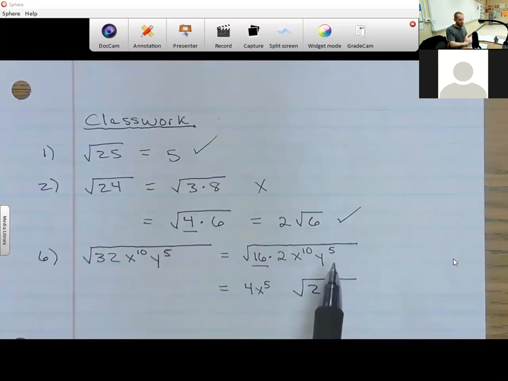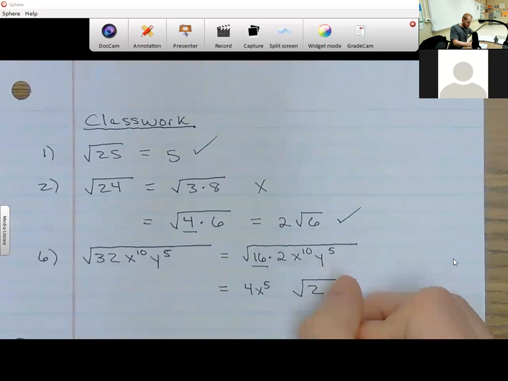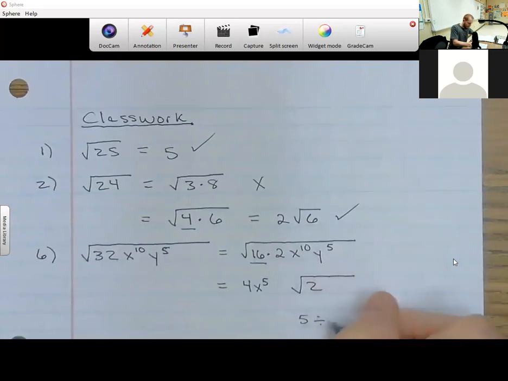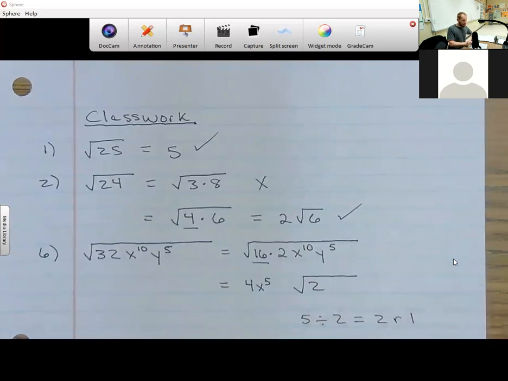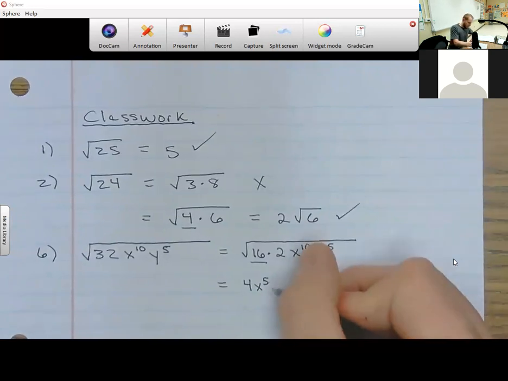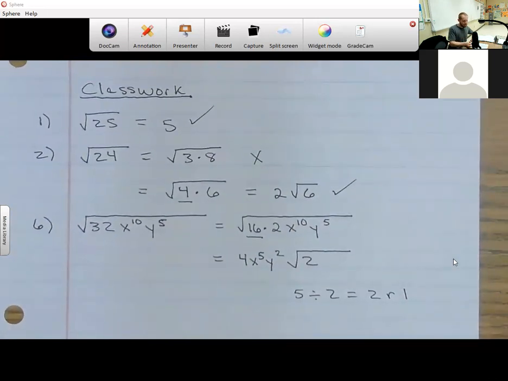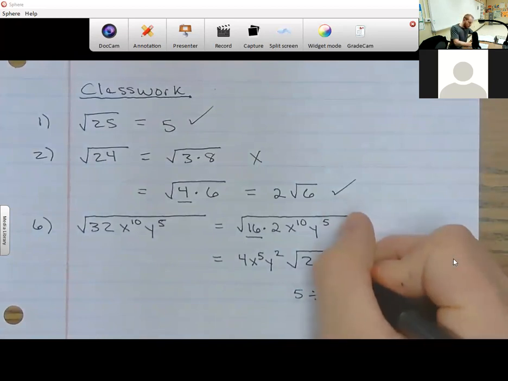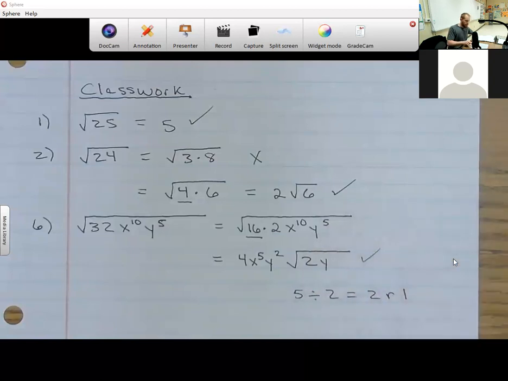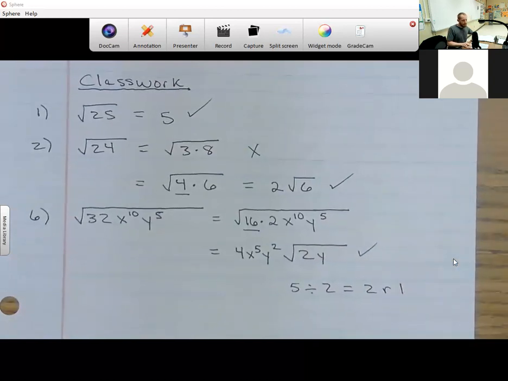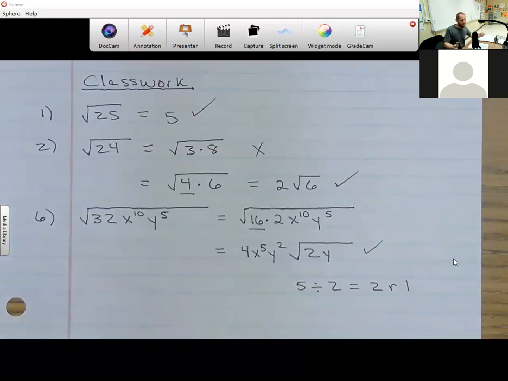How about the y's? What's 5 divided by 2? Let me do it down here. 5 divided by 2. That is 2, remainder 1. That means I can take out 2 y's like that, but one of the y's needs to be left under the radical. That's what that remainder means. However many remainders you have, that's how many variables have to stay under the square root. So we need to put a y under there. And we're done.